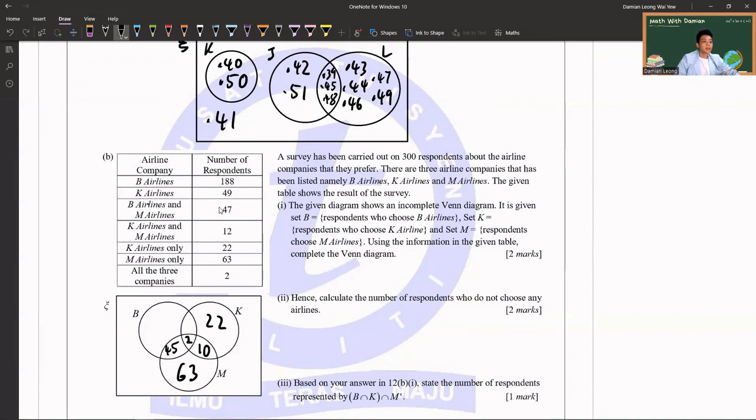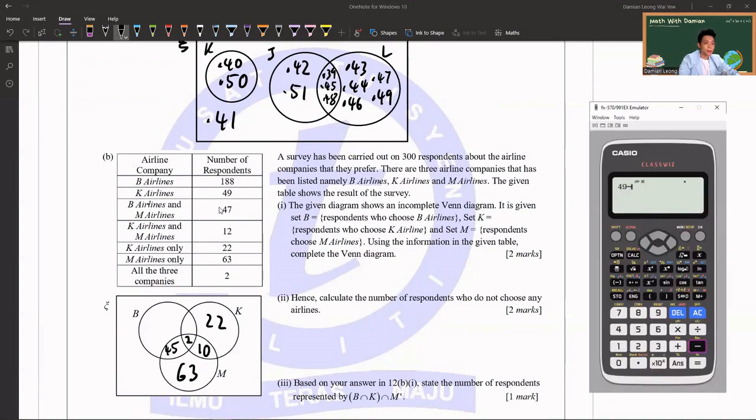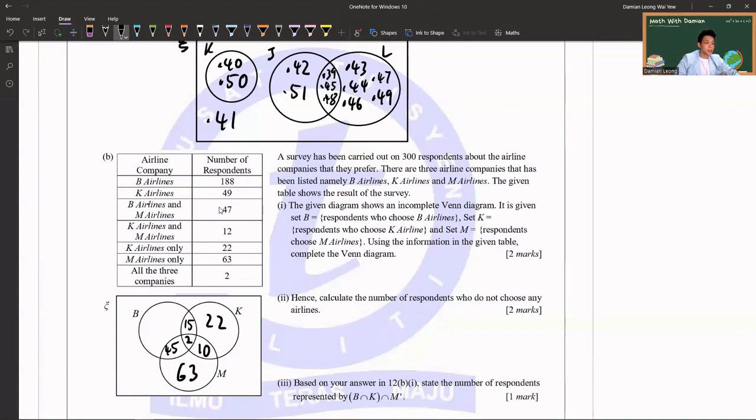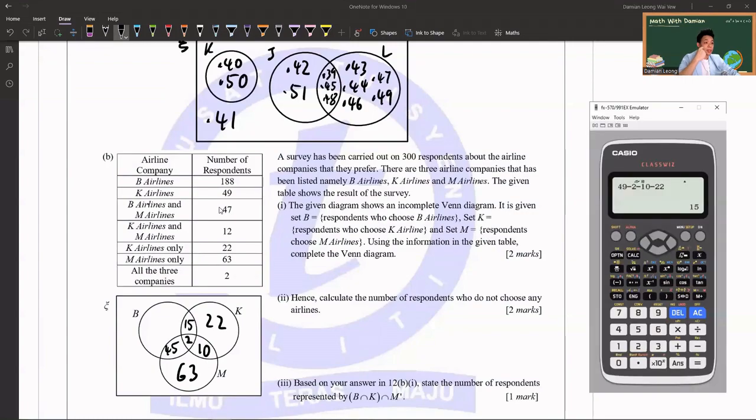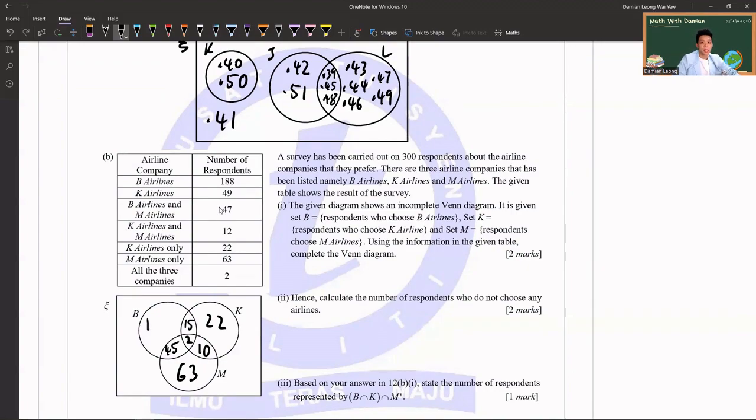K Airlines 49. So I minus these 3 parts. 49 minus 2 minus 10 minus 22. Get 15 here. B Airlines 188. So 188 minus 15 minus 2 minus 45, minus all the other parts that are inside the set B. So 126.